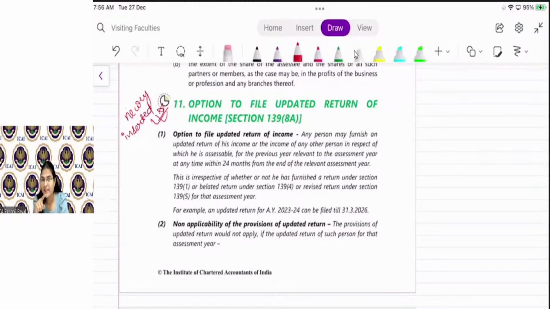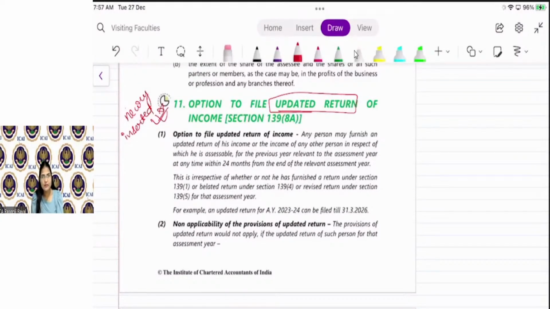So in that case, you can file an updated return. There is a question from Mr. Pitlarwala: what if I have filed my late return on 31st December and now I want to revise that return? Okay, so you have already filed a late return and the date for the revised return has lapsed. In that case, you can file an updated return.